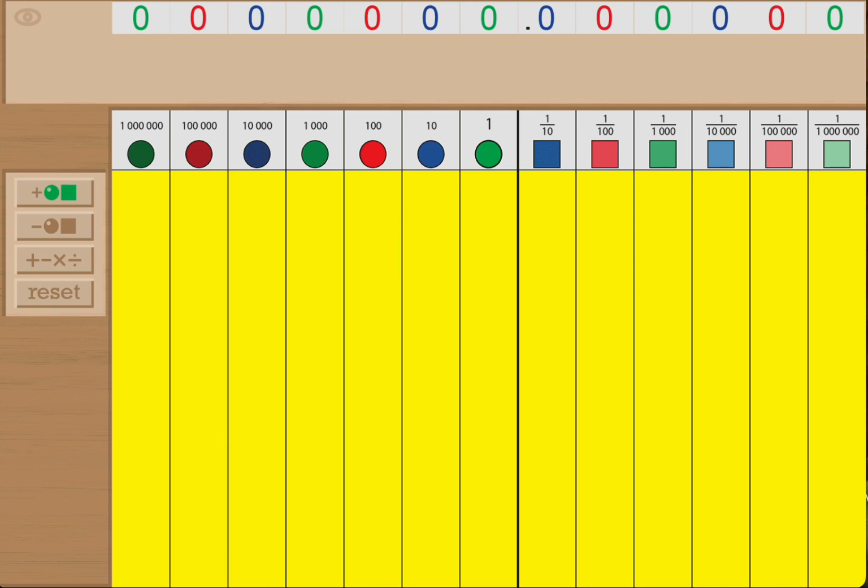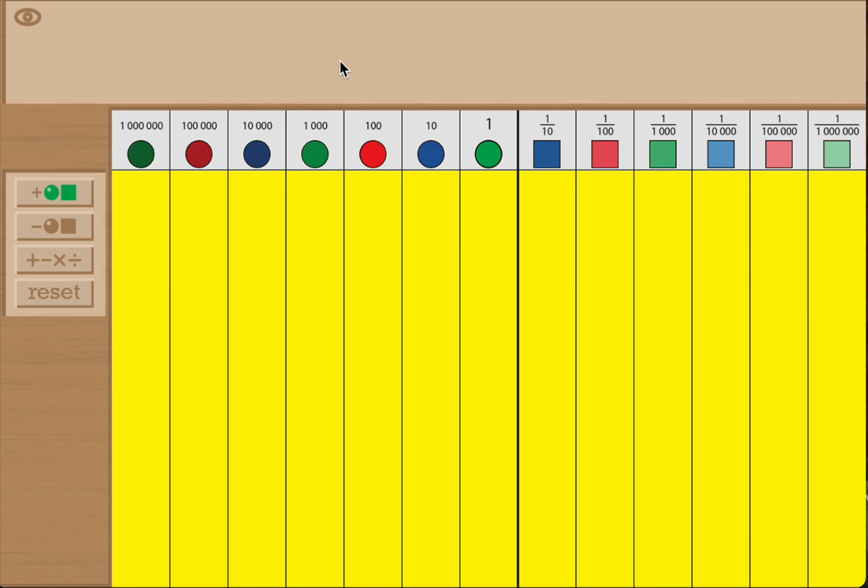Hi everybody. Today we're going to have a look at the decimal board, and if you haven't seen it before, this is the Montessori Decimal Board. Today I wanted to talk to you firstly about the powers of numbers, which we looked at last week.